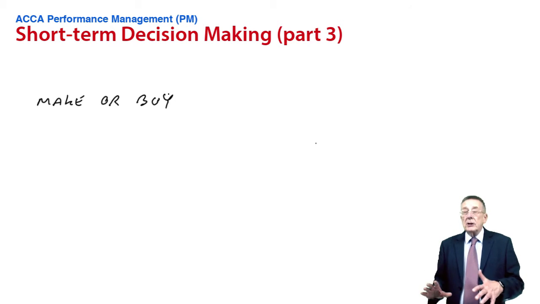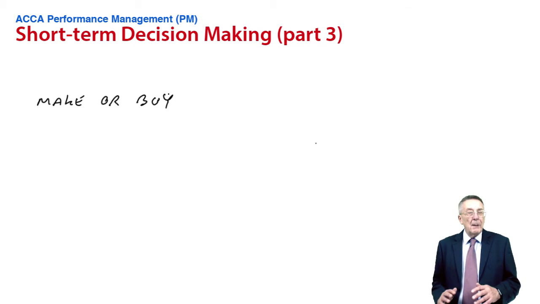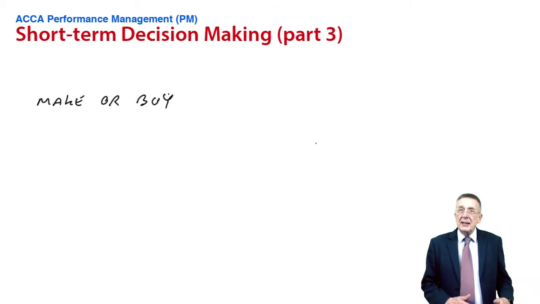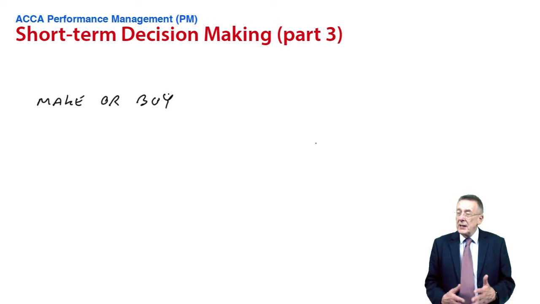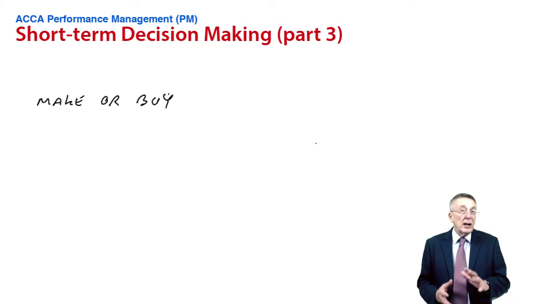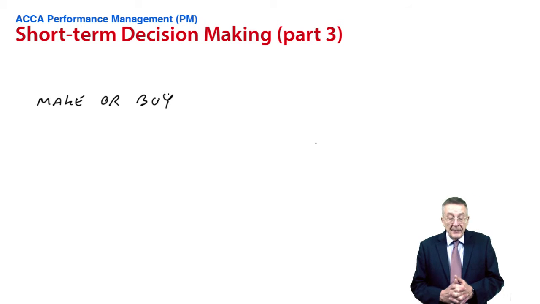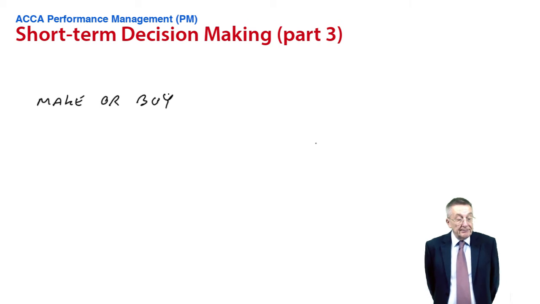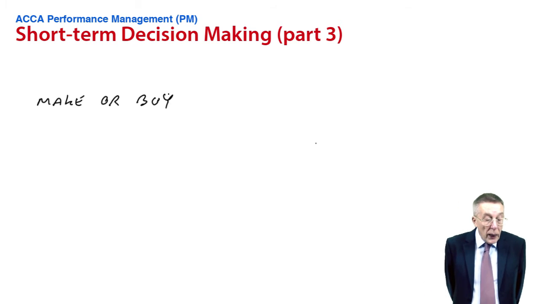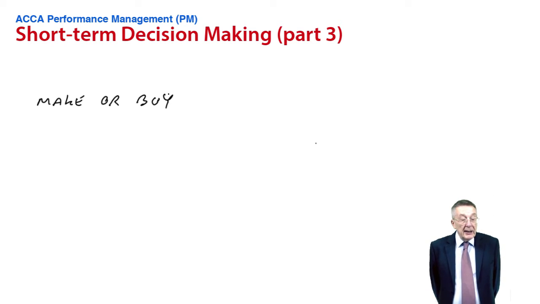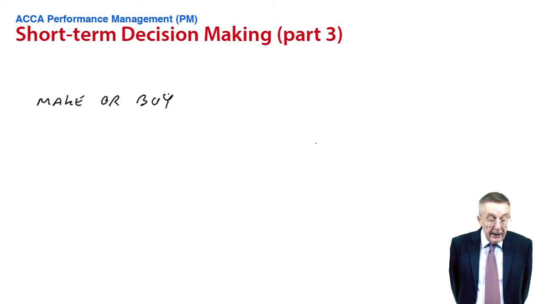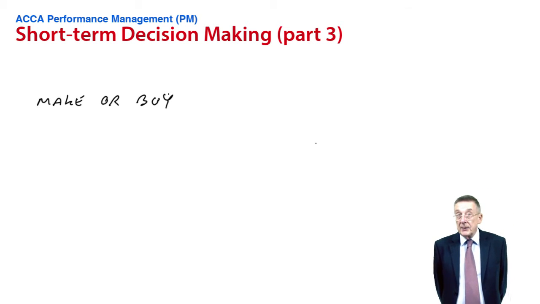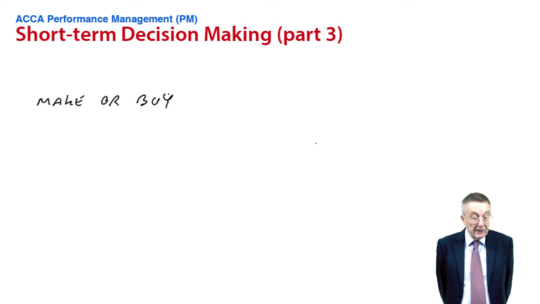Although this has nothing at all to do with throughput accounting, it's the same basic technique as we used in key factor analysis, but in a slightly different way, or limiting factor analysis. Anyway, let me explain exactly what I mean. Can you look at the last example in the chapter? Example 3. It says the availability of material B is limited to 8,000 kilos. So we do have a limited resource.